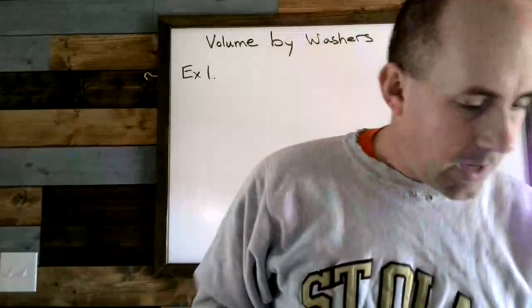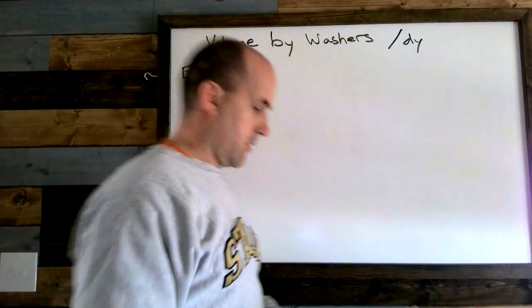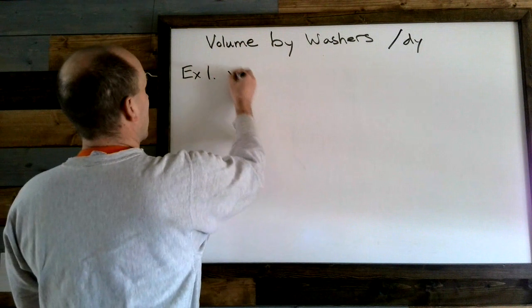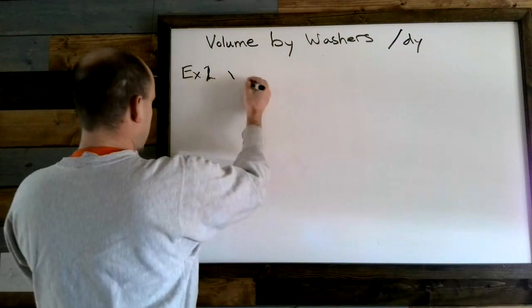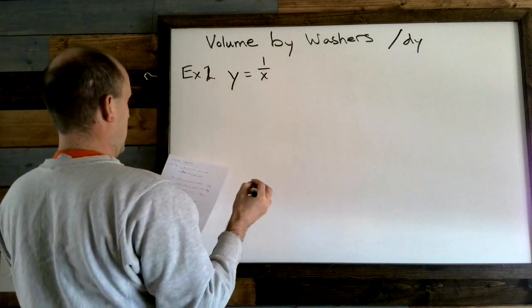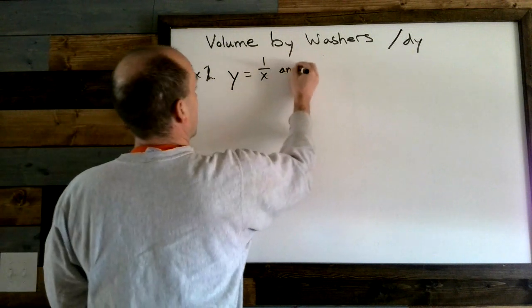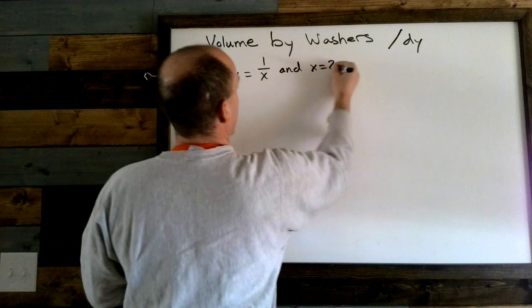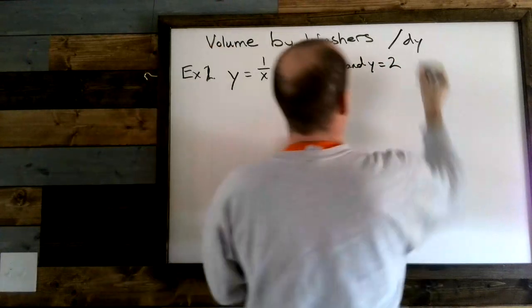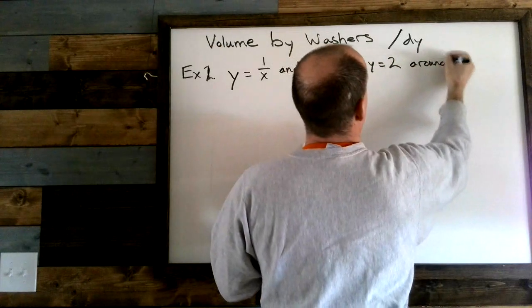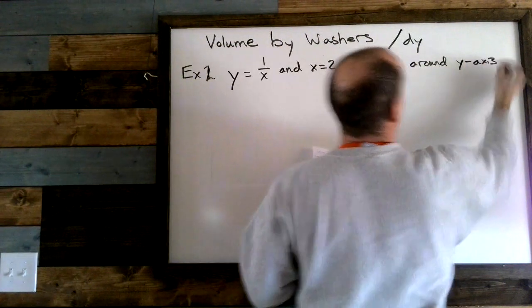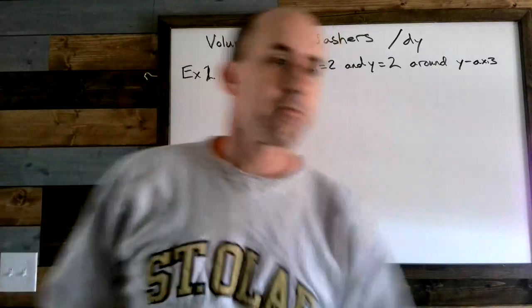So this one, we're going to look at example 2. y is equal to 1 over x and x equal to 2 and y equal to 2 around the y-axis. Okay. All right.